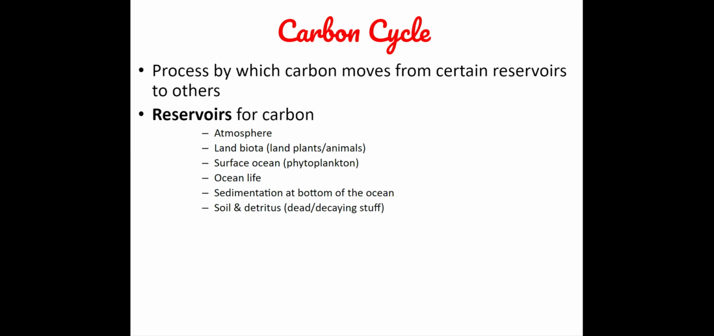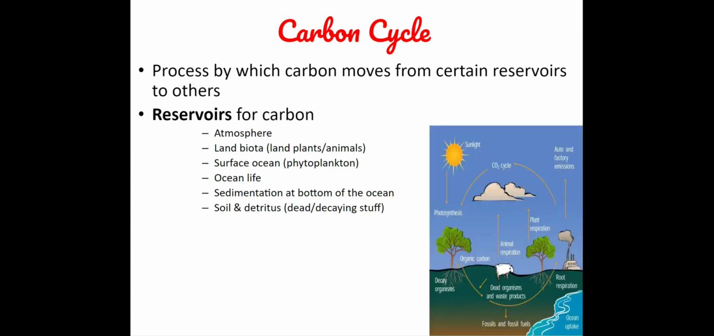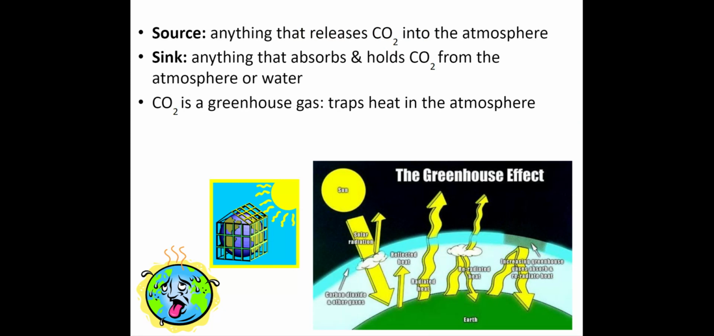For the carbon cycle, this is how we are going to move carbon between different reservoirs. Now, there are many different reservoirs for carbon. A source is anything that releases carbon dioxide into the atmosphere. A sink is anything that's going to absorb and hold on to CO2 from the atmosphere. Now, CO2 is a greenhouse gas, so that means it's going to trap heat in the atmosphere.